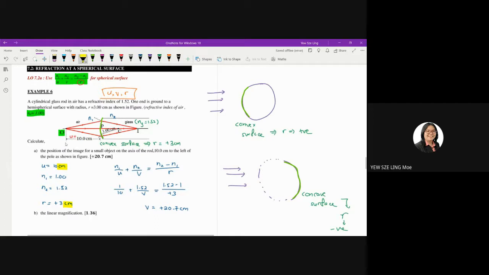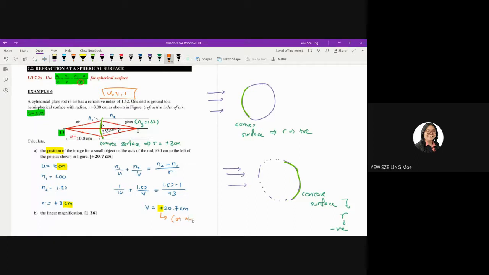Now, since the question asks you to determine the position of the image, after you obtain the value, you need to describe where it is. Whether it is in front of the refracting surface or at the back of the refracting surface. So how are we going to tell? You look at the sign convention. V is a positive value. When it comes to refraction, a positive value means your image is formed behind the refracting surface. So for refraction, positive value means it is at the back.